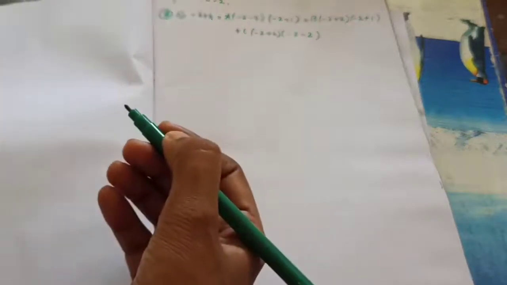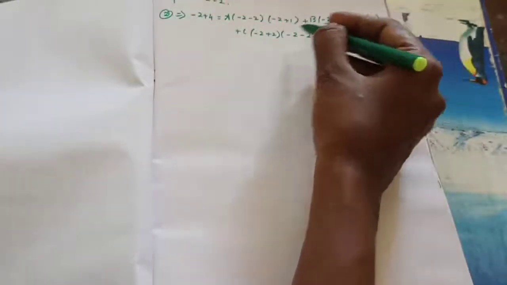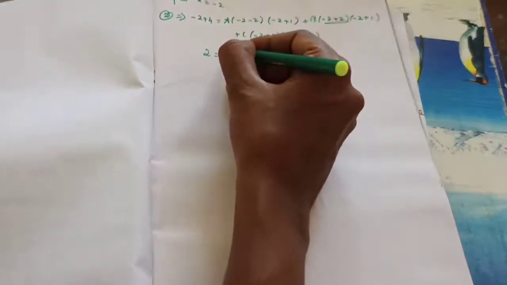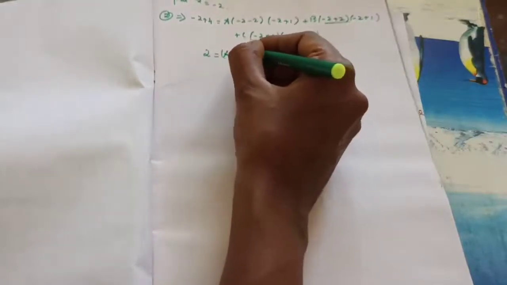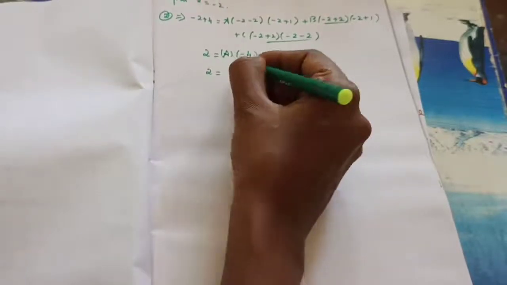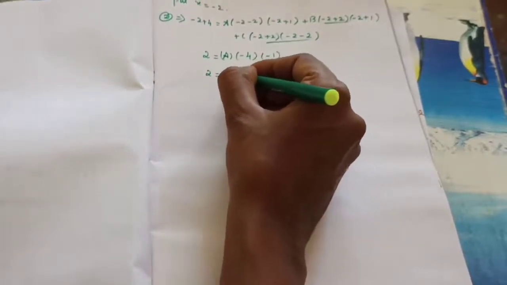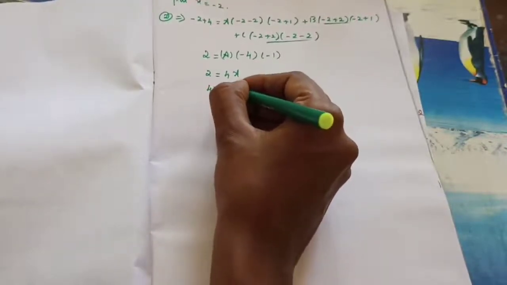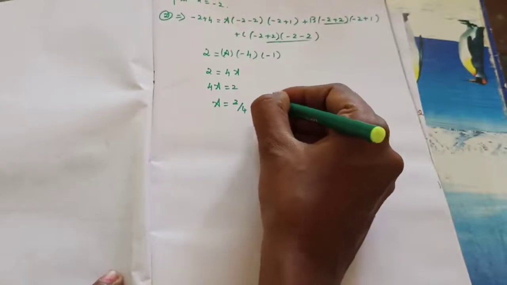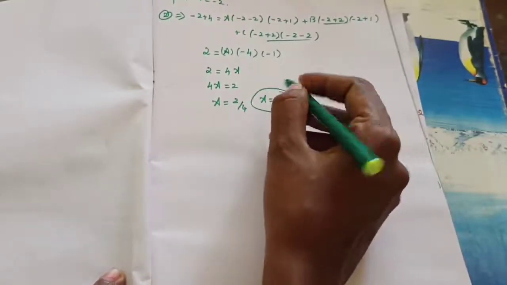So what are the terms? We will get 0 here, this and this will be 0. So what's the balance? 2 is equal to a into minus 4 into minus 1. So 2 is equal to plus 4a. So 4a equal to 2 means a is equal to 2 by 4. a is equal to 1 by 2.